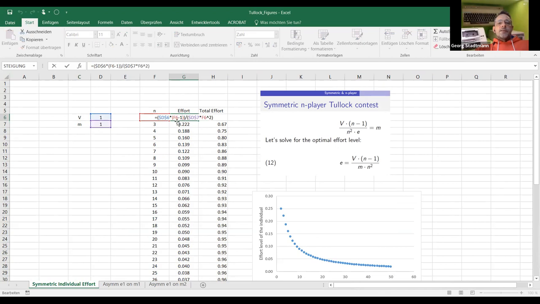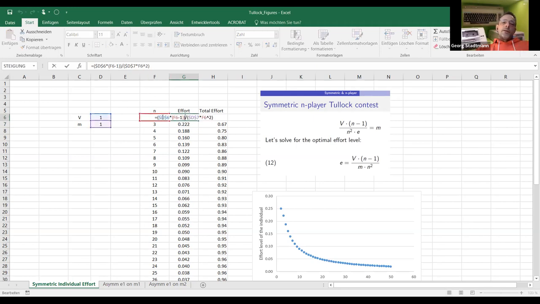D6 times (F6 minus 1) divided by D7 times F6 squared. So I'm using the optimal formula. It was given by formula number 9 in your slide deck. So that's the prize money in D6 times N minus 1, the number of players minus 1, divided by M, the marginal cost, times N squared, number of players squared. The number of players, N, is given in column F.